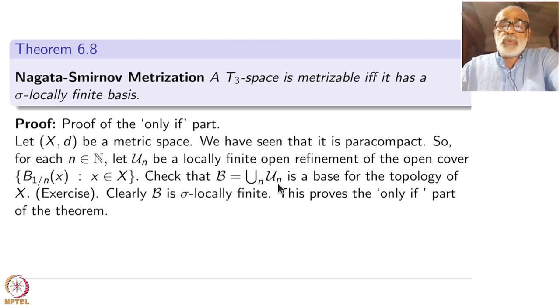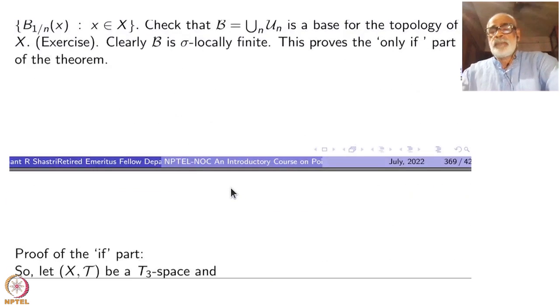All that I want to do now is take the union of all these Un's and call that B. This is a base for the topology on X. I am leaving this as an exercise because we have done so much of this kind of thing. Show that this B is a base. Clearly, this is sigma locally finite because by the choice, the Un's are locally finite. So, by definition, this is sigma locally finite.